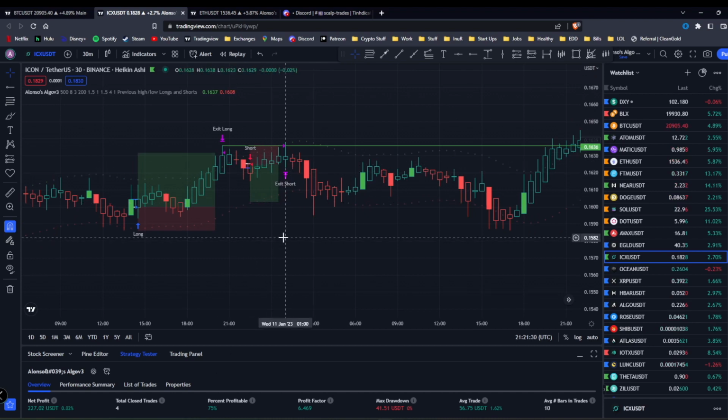Now, I'm actually working with my developer to implement this. So down the road, this part will be fixed, so that way it'll give you the correct stop loss.